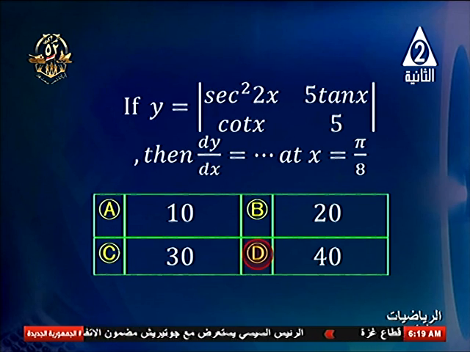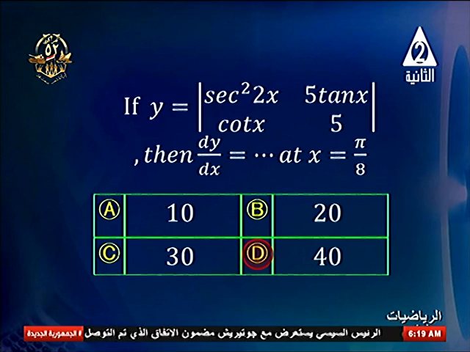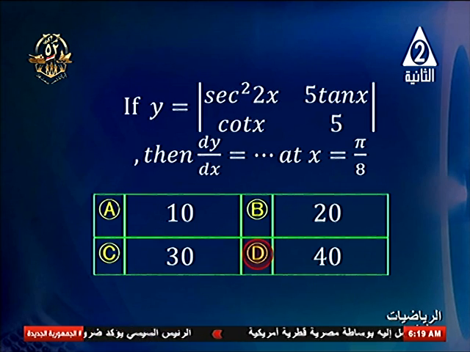In this example, we use how to find the value of the determinant by using the rule: the first diagonal multiply elements of the first diagonal minus multiply elements of the second diagonal.